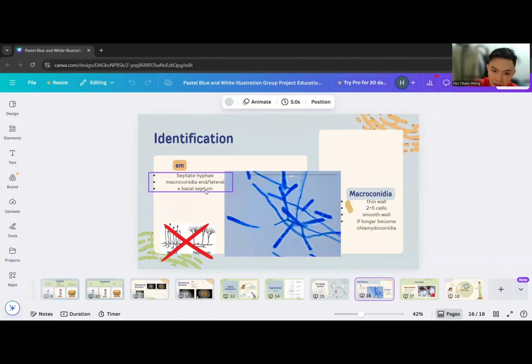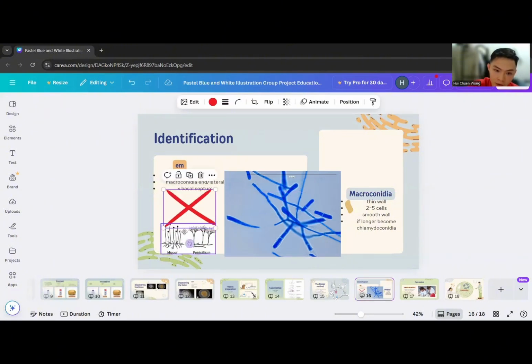It does not have a basal mid septum, which means they cannot undergo sexual reproduction. They can only undergo asexual. From here, you can also see that it has no microconidia. That means they don't have tiny ones.